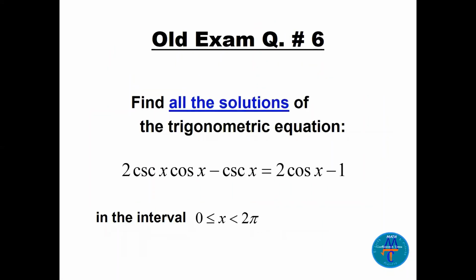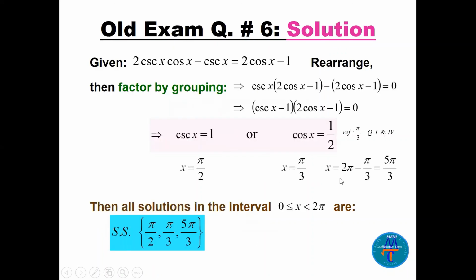Now question number 6, let's see the difference here. 2 cosecant of x cosine of x minus cosecant of x is equal to 2 cosine of x minus 1. For sure, we have to rearrange the equation. So I take all this together, you see? This is 2 terms here. So I move it on the other side, and then I can put a minus in the bracket. I can do that. Or I can put minus 2 cosine of x plus 1. You know that. Or you can take a minus, put the bracket, 2 cosine of x minus 1.